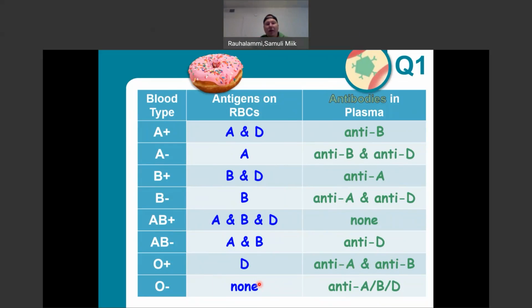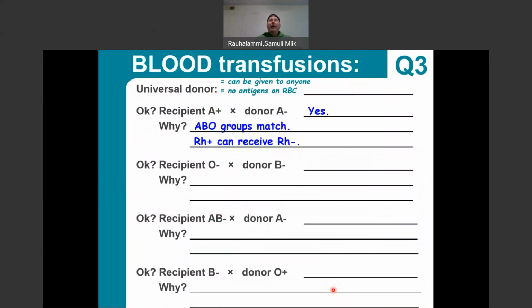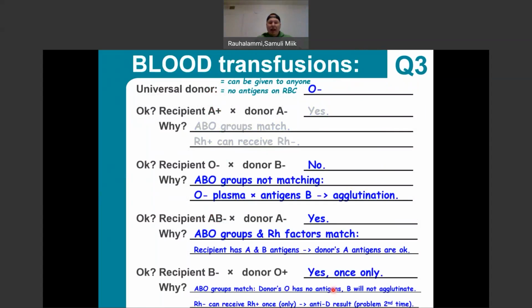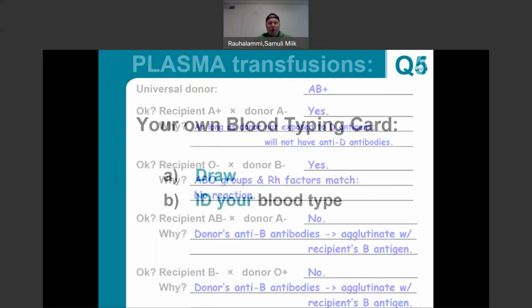Blood type O negative, well, you don't have any of the antigens that we've been looking at on the surface of the red blood cells, but you will carry all of the anti-antibodies. And similarly, we had a look at agglutination reactions in many different scenarios, and I'll leave that for you to have a look. We had a look at recipient donor matches, and again, you can have a look at that. And we considered that also when it comes to the plasma transfusions.